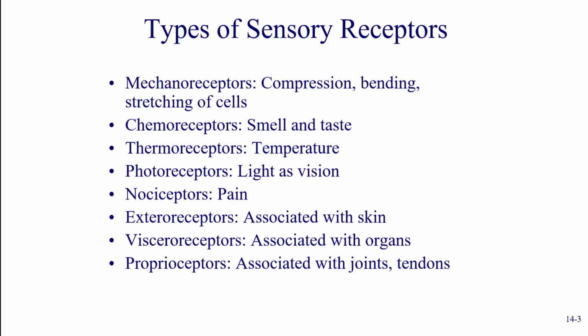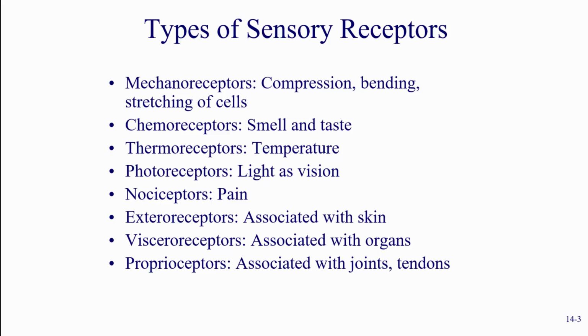And then we have exteroceptors and interoceptors, or visceroceptors. The exteroceptors are associated with the skin, and those are receptors that monitor the external environment. The visceroceptors are associated with organs.